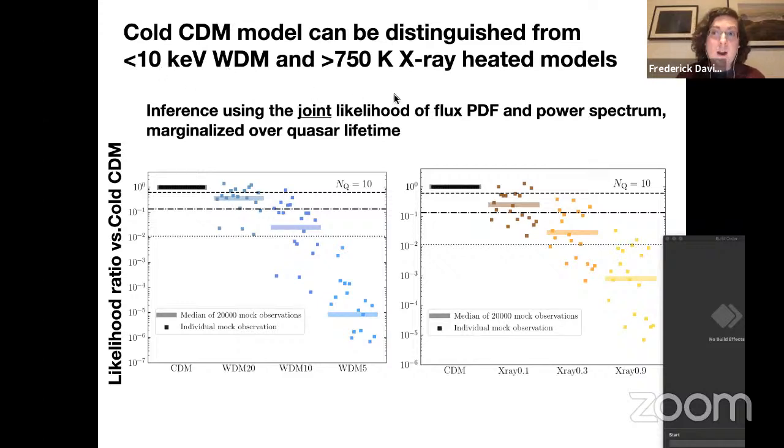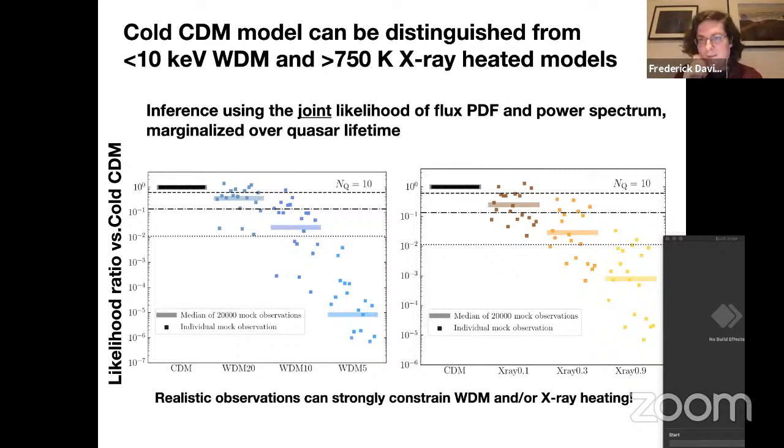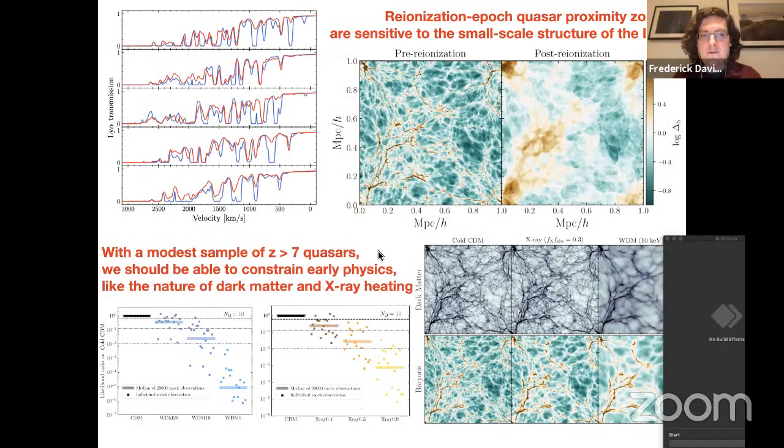And actually, perhaps more interestingly to people who don't believe in warm dark matter, we'd be sensitive to say 1000 Kelvin of X-ray preheating. This is something that 21 centimeter observations are very interested in. And so we think we could actually constrain this using these helium proximity zones. And I'll just end here showing off the summary slide, and I'll take questions. Thanks. Thank you very much.